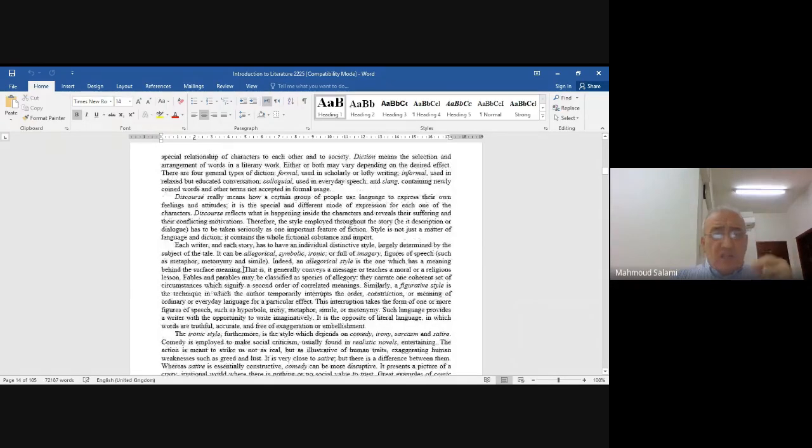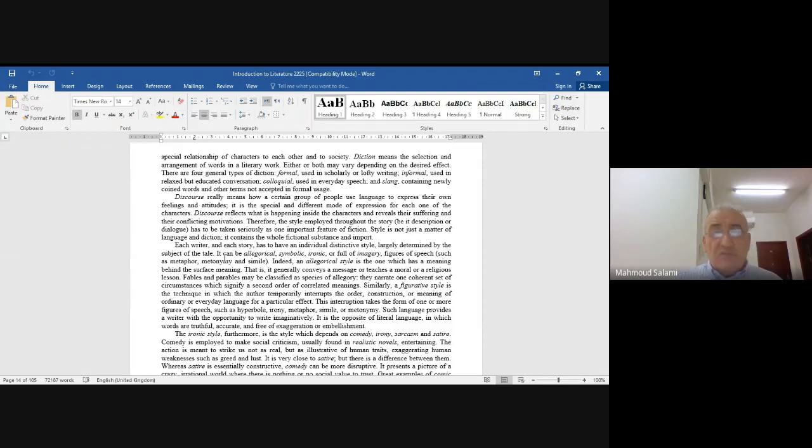So the next point here, I go back again to say, each writer and each story has to have an individual distinctive style, largely determined by the subject of the tale. Yes, each writer writes in his or her own style: how you want to reflect the subject, your own society, your own tale. So your story could be allegorical, symbolical, ironical, or very imaginative. These different styles reflect what you want to say.